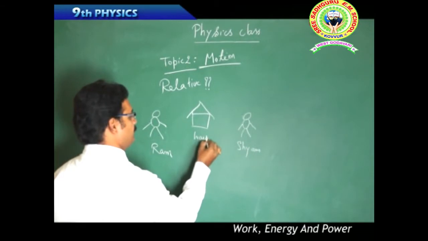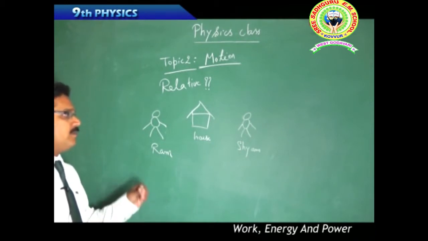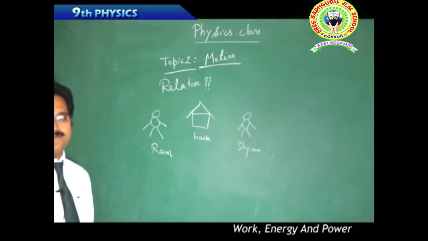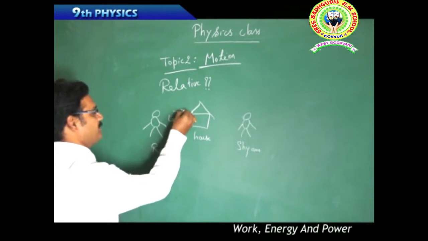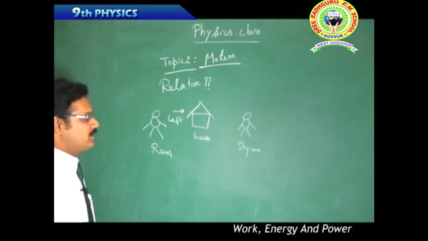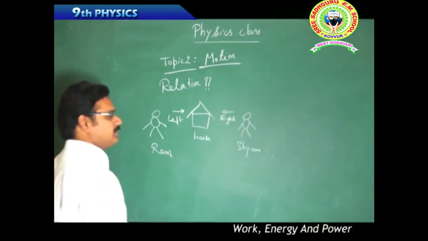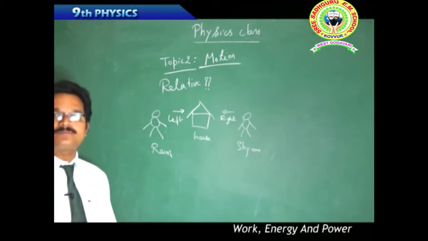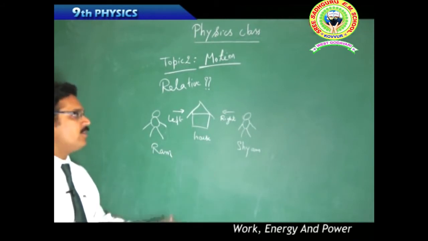This is a house. So when Ram is approaching the house, and you ask Ram on which side the house is, then Ram can say that it is towards his left side. Now if you ask Shyam which direction the house exists, then Shyam says it is towards his right. Then who is correct here? According to Ram, the house is on the left side. According to Shyam, the house is on the right side.